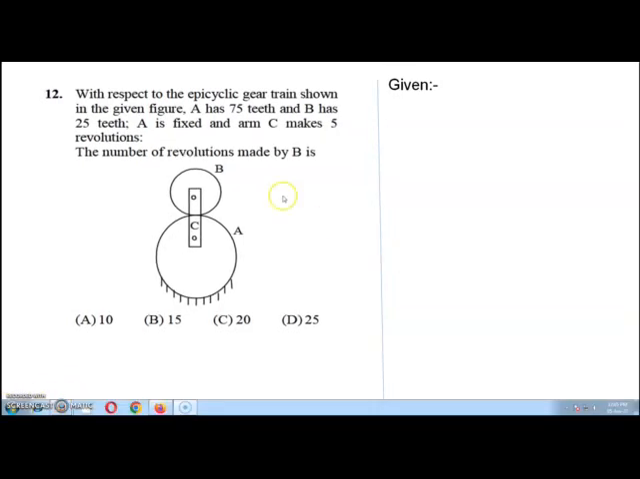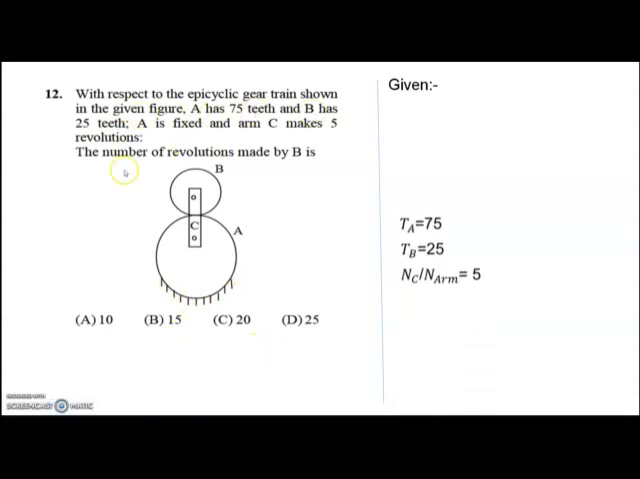Here the question is given like this. With respect to the epicyclic gear train as shown in the given figure, A has 75 teeth and B has 25 teeth. A is fixed. This symbol is for fixed. A is fixed and arm C makes 5 revolutions. The number of revolutions made by B is to be found out. It's a very simple question. We simply write the data as given in the question. TA is 75, TB is 25, NC or NR is 5.